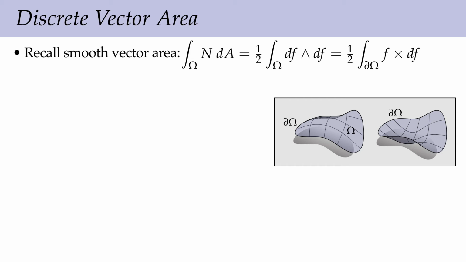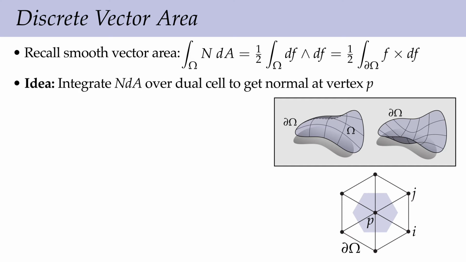Well, let's just go ahead and integrate it over some region of our mesh. In particular, we can think about integrating it over the dual cell, this blue region, around the vertex P. And actually, because our normals are constant on each triangle, that's the same as integrating over the whole vertex star and dividing by 3. Okay, so I can write this as 1/3 the integral over the whole vertex star of the normal with respect to area. That's, by our formula above, the same as 1/6 the integral over the boundary of the vertex star, f cross df.